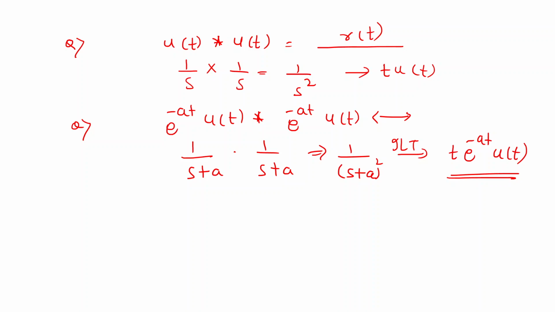Yes, sir. Okay, so what is your understanding? The understanding is that when this signal is convolved with the same signal, the result is like this. One t is just multiplied. Here also the same: u of t, one t is just multiplied.